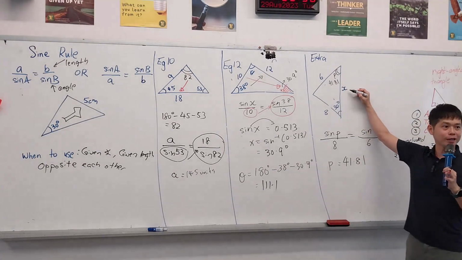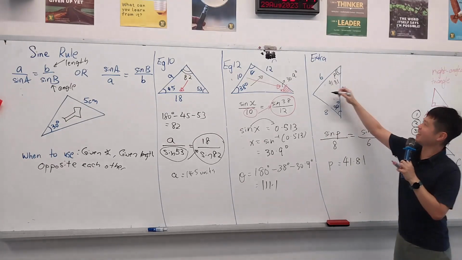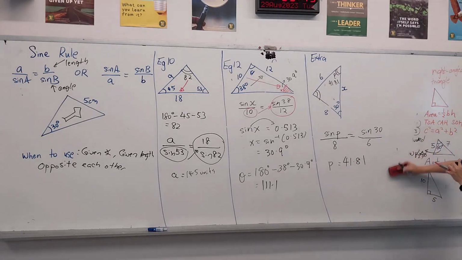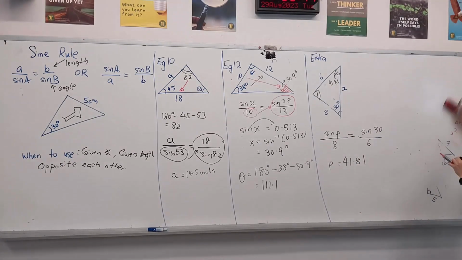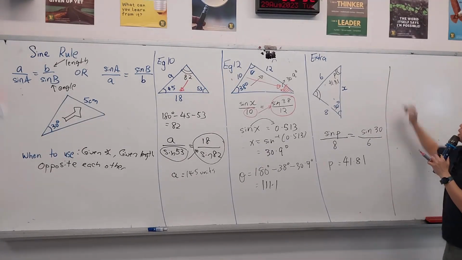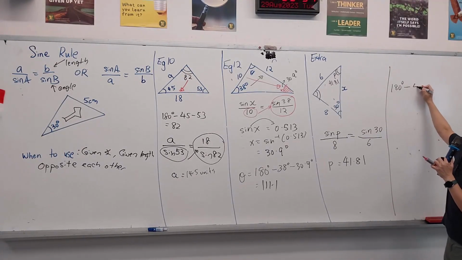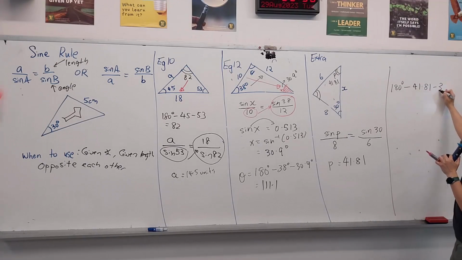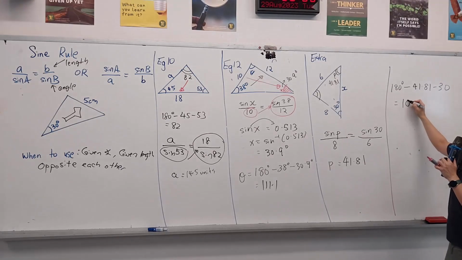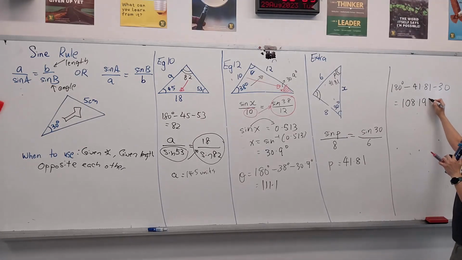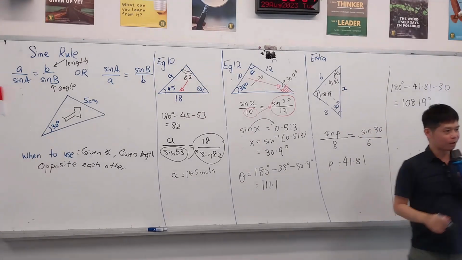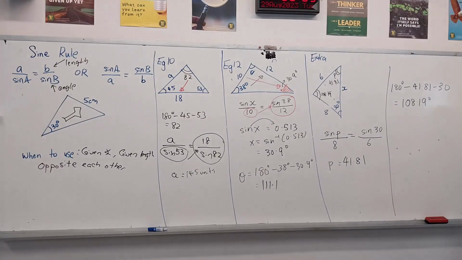I have not found this yet, right? That's the question. Then I need this angle first. So that's why this question got a lot of marks. So I use 180, and someone please help me continue. 180 minus 41.81 minus 30. Answer is 108.19.